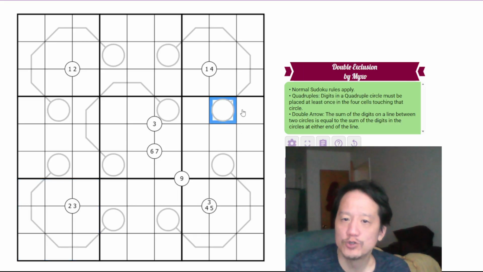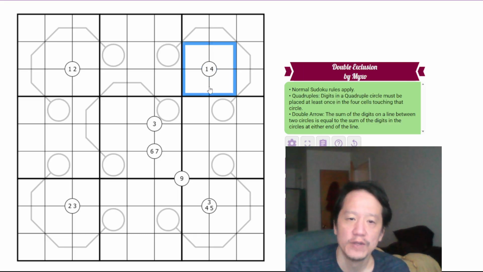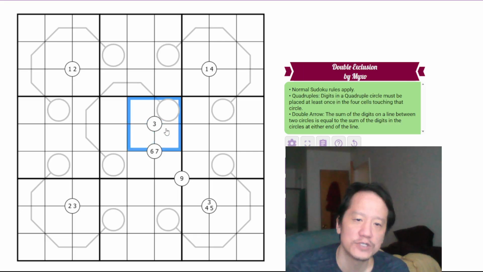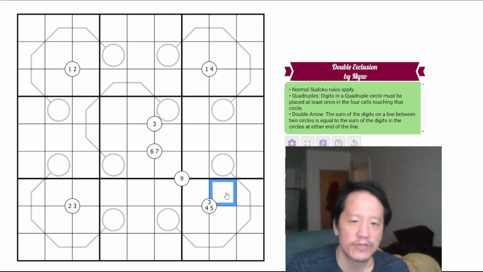We also have quadruples, where digits in a quadruple circle must be placed at least once in the 4 cells touching that circle. So for example, 1 and 4 must be in at least one of the cells surrounding this circle. 1 and 2 similarly has to be in one of these 4 cells surrounding this circle, etc., etc. 3 has to be in one of these 4 cells surrounding this circle. And that's how that works. And 3, 4, and 5, for example, has to be in one of these 4 surrounding cells touching this circle.